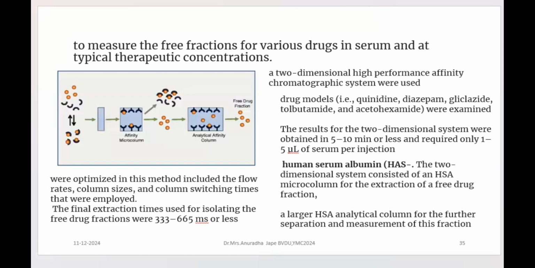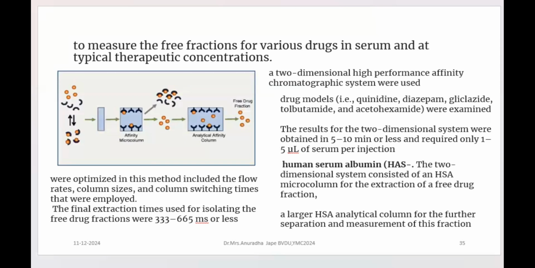So you are going to have studies related to the presence or retention of a drug in the body, where you are going to use a pre-column and an analytical column. Both are going to work on the affinity principle, and of course you have to optimize the system for every different type of analyte or every new drug that you are testing. So you are going to include the flow rate, the column size, column switching time, right? Column switching time, that is pre-column to analytical column, that you have to optimize.